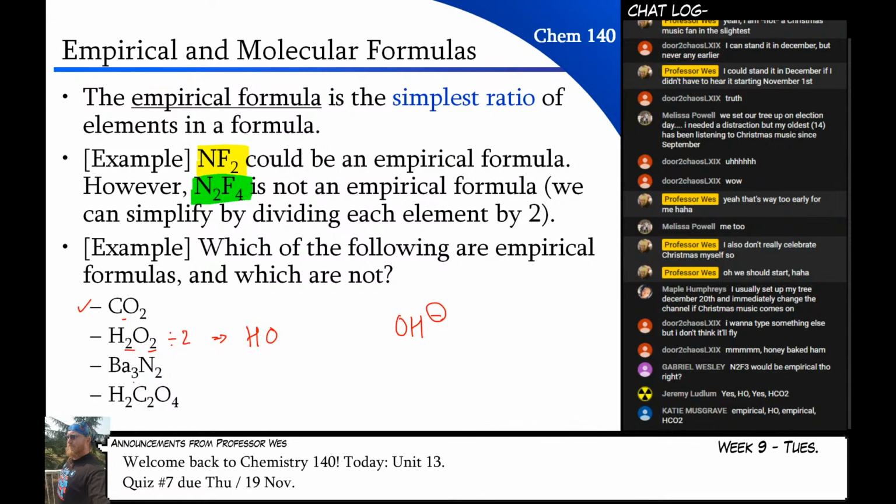For barium nitride, I have 2 numbers that there's no divisible factor between. So this must be an empirical formula. I don't have a number I can divide both by and get a whole number. For this one, I can, again, divide by 2. I get HCO2. And there you go. Now, you're not always going to divide by 2. You might divide by 3 or 4 or even more. In fact, later on when we do problems in this unit, we're going to divide by decimals to force something to be a whole number, and then get to the empirical formula that way.